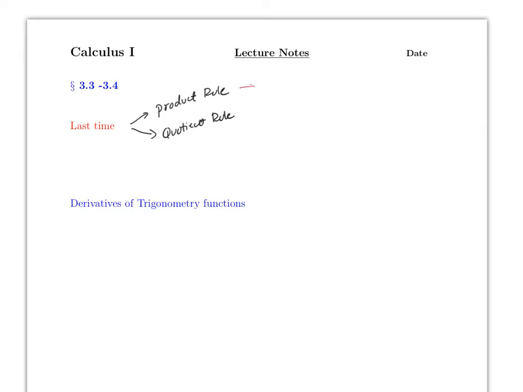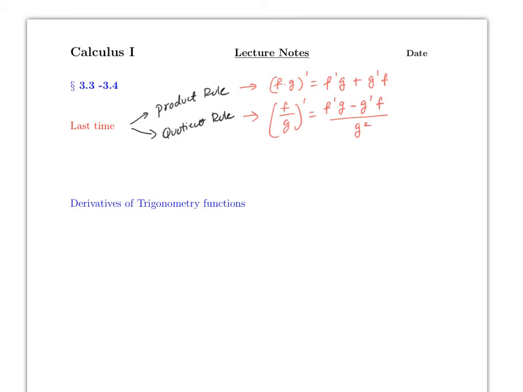Remember, the product rule is this: if you have a product, the derivative is the derivative of the first one times the second one plus the derivative of the second one times the first one. And if you have a quotient, the derivative is f prime, the derivative of the first one, times the second one, minus the derivative of the second one times the first one, divided by the second one squared. Remember that this is not a derivative. So we're going to use this over and over. I just wanted to refresh your memory on what we did last time, which was this.